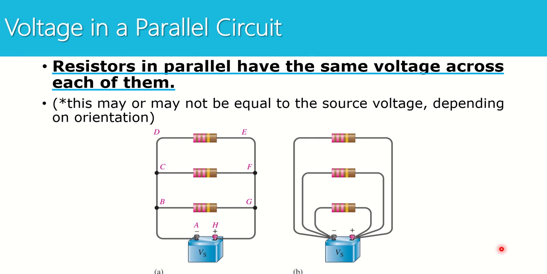Here's our defining characteristic for resistors in parallel. So we learned that resistors in series have the same current. Resistors in parallel have the same voltage across them. And this diagram is two different ways of how we might wire something in parallel. These three resistors are in parallel with each other and the source. This is also a parallel circuit because in both of these circuits, the current splits, takes multiple paths, and then recombines.